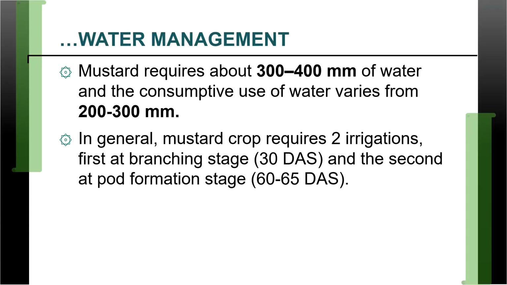For example, mulching is good. One can go for narrow bed or broad bed kind of planting. Bed planter can be used for planting in such conditions. Mustard requires about 300 to 400 millimeter of water, and the consumptive use of water varies from 200 to 300 millimeter. In general, mustard crop requires 2 irrigations. First at branching stage, a very critical stage, 30 days after sowing, and the second irrigation at pod formation stage, 60 to 65 days after sowing. So, this is the recommendation of water management.